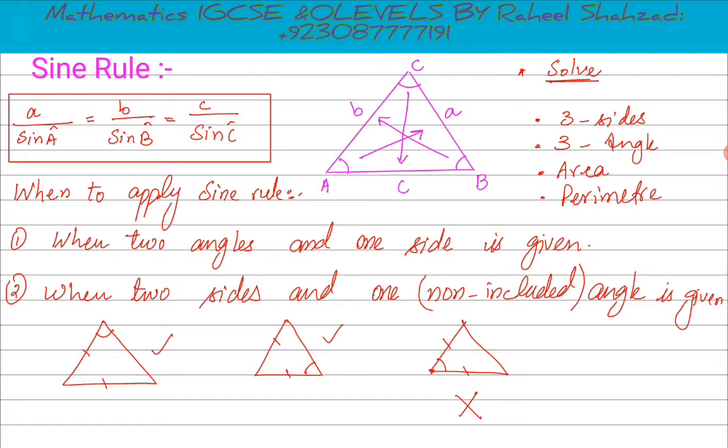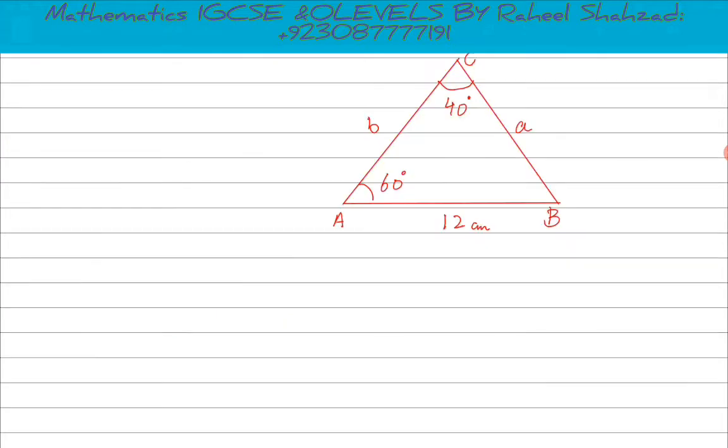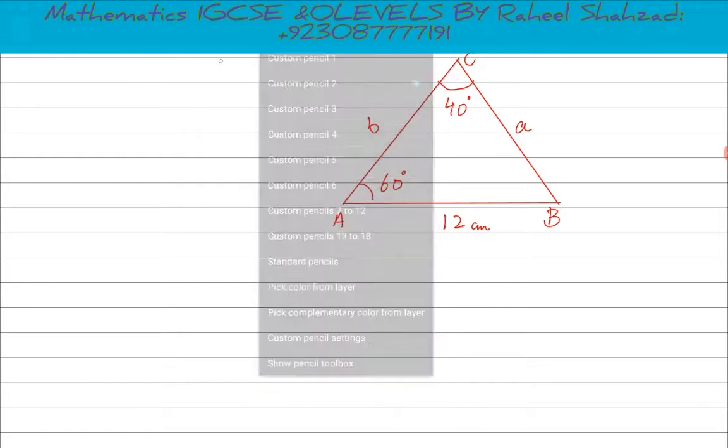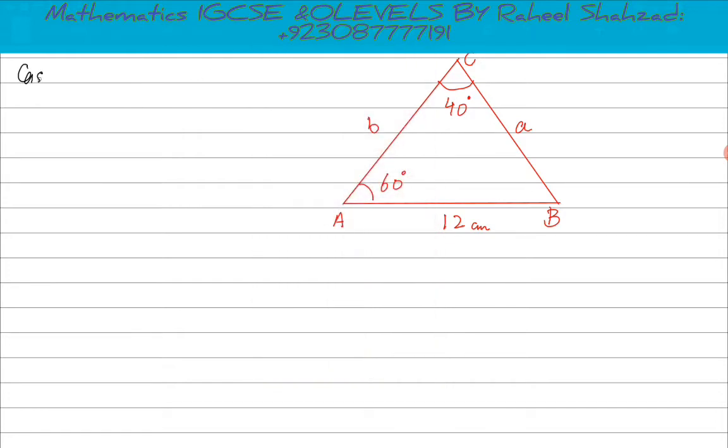Okay, now let's solve one example for each case for better understanding of when we can apply the sine rule and when we can apply the cos rule. So here is a question, and we are discussing case 1 right now. Case 1, when two angles and one side are given. We can see that we have two angles given and this side is 12 centimeters, and we need to find the other two sides.